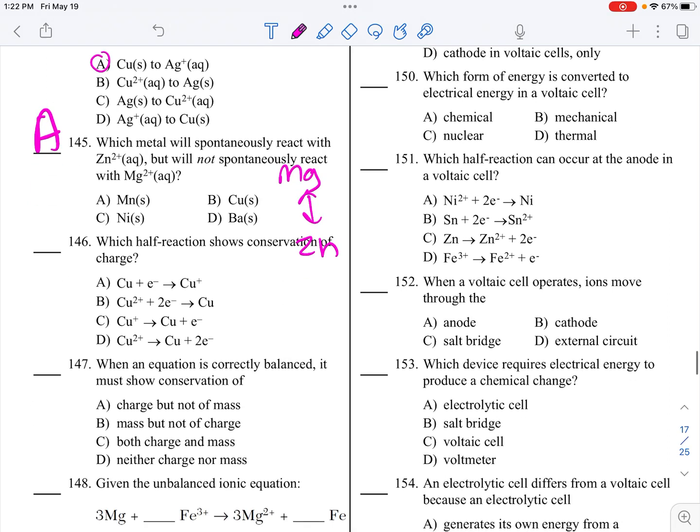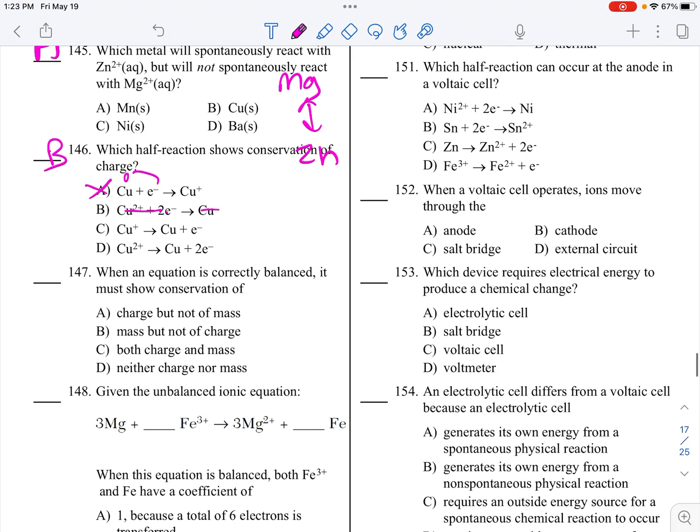Conservation of charge means the charge is the same on both sides. So in A, this is overall -1. This is overall +1, so that's not it. This is +2, -2, so that means 0. And this is also 0. That's our answer. When an equation is correctly balanced, it must show conservation of charge but not mass, mass but not charge, both charge and mass.